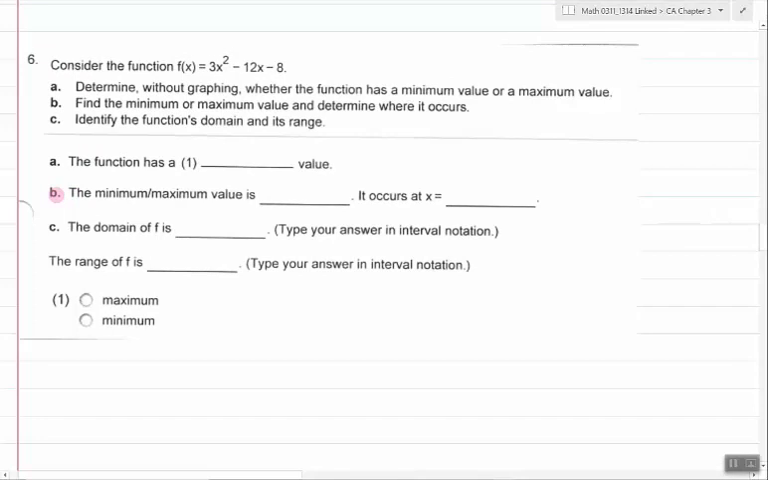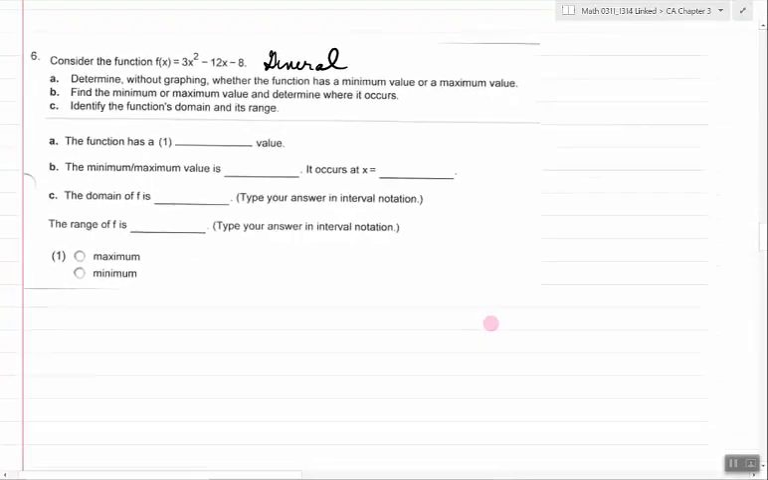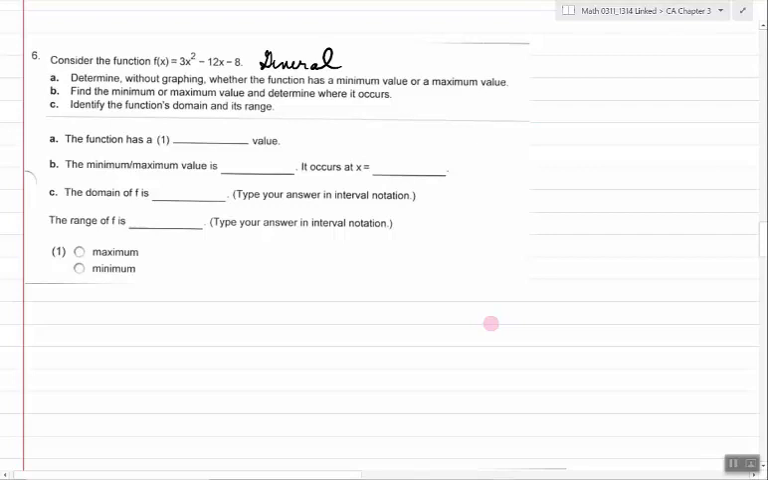this is in general form. General form doesn't give me the vertex. I have to find the vertex. Now this particular problem is not asking for us to graph it. It just wants the information, so I'll do it a couple of ways. It says determine without graphing whether the function has a minimum value or a maximum value.